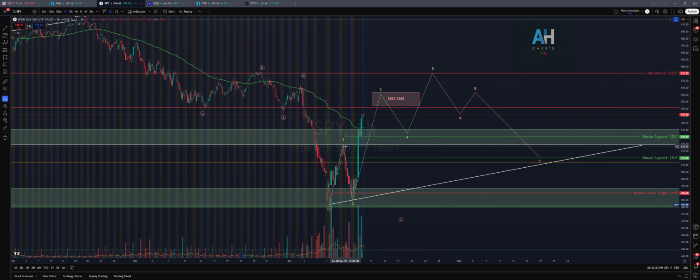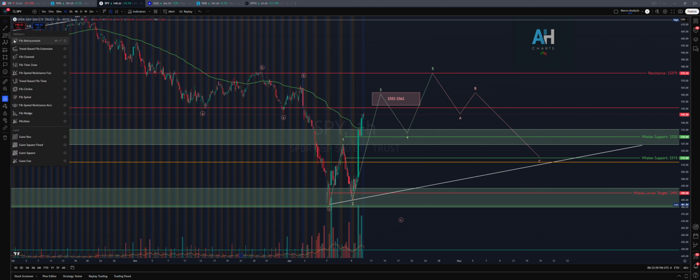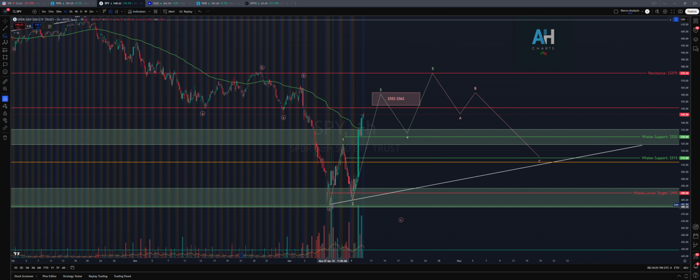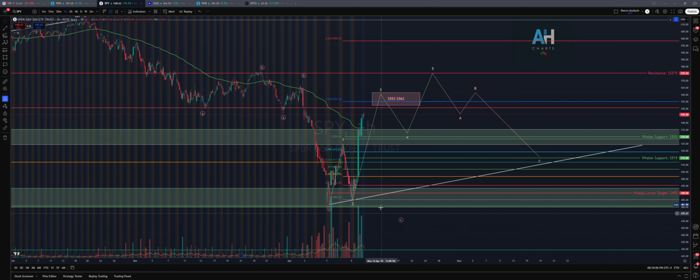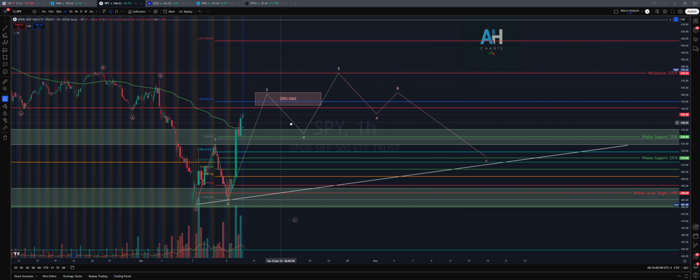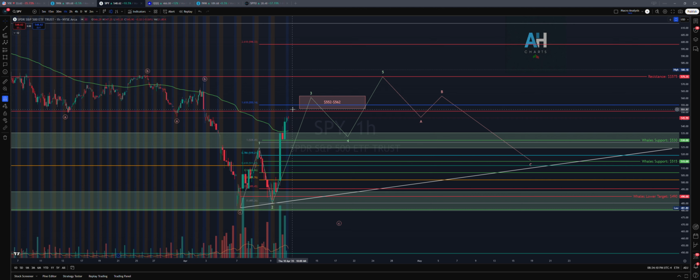Now you had a 1, a 2, and you're in a third wave. And the third wave tends to be either a 1 or 1.618 extension. So tomorrow's target will be somewhere around this target here, 550, 555.